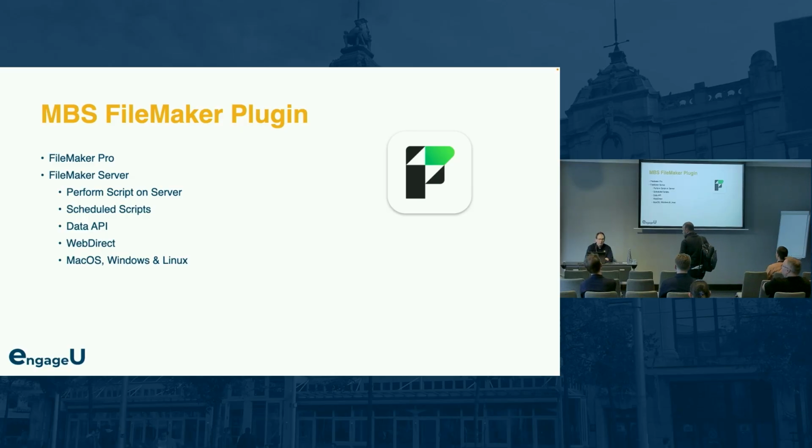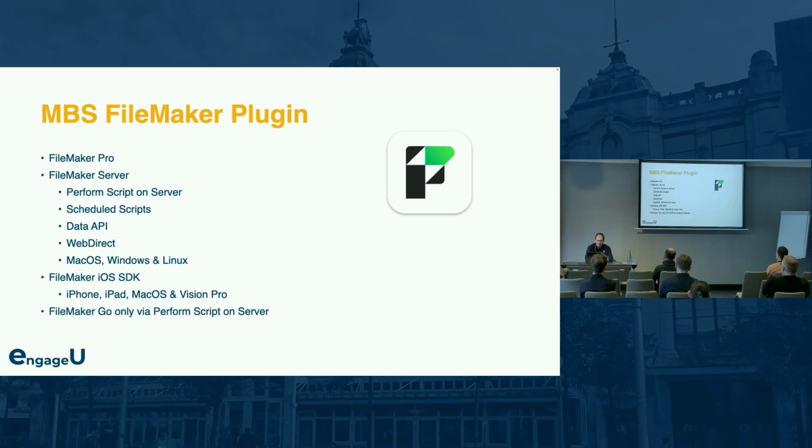If you want to use it on iOS, you need to use the FileMaker iOS SDK. So you can use the plugin within your branded FileMaker Go variant for iPhone, iPad, even macOS or Vision Pro. And if you have FileMaker Go, please use the Perform Script on Server. We have an example for that for our barcodes, where it either uses the local plugin to make the barcode or calls to the server to make the barcode on the server.